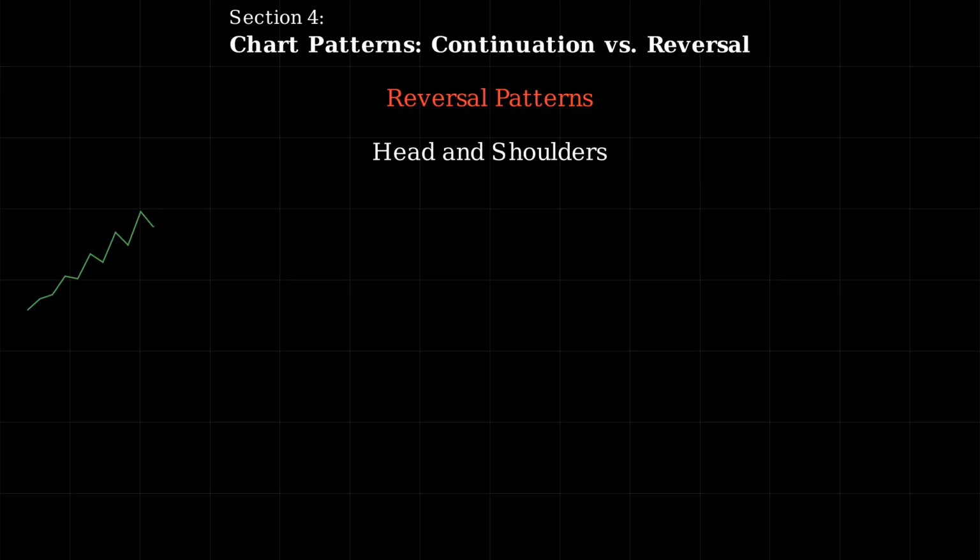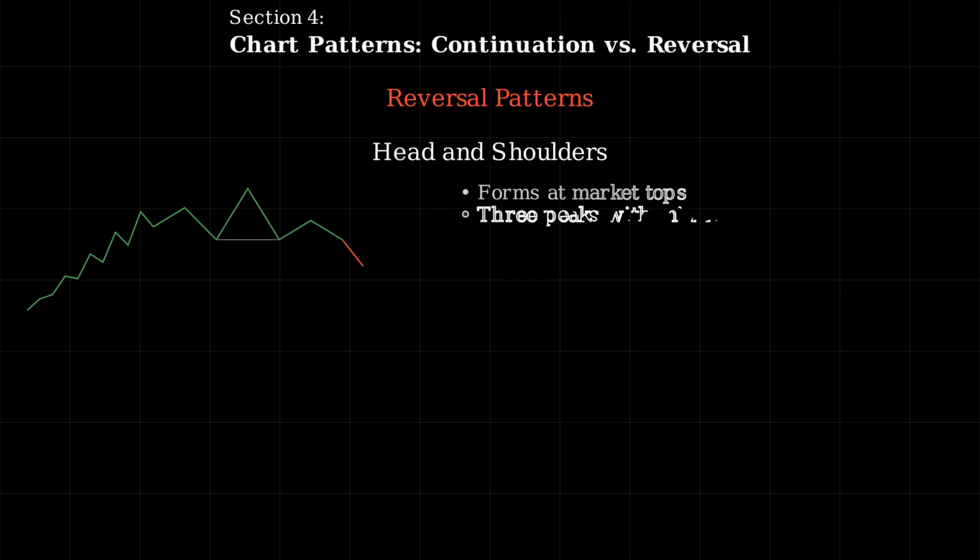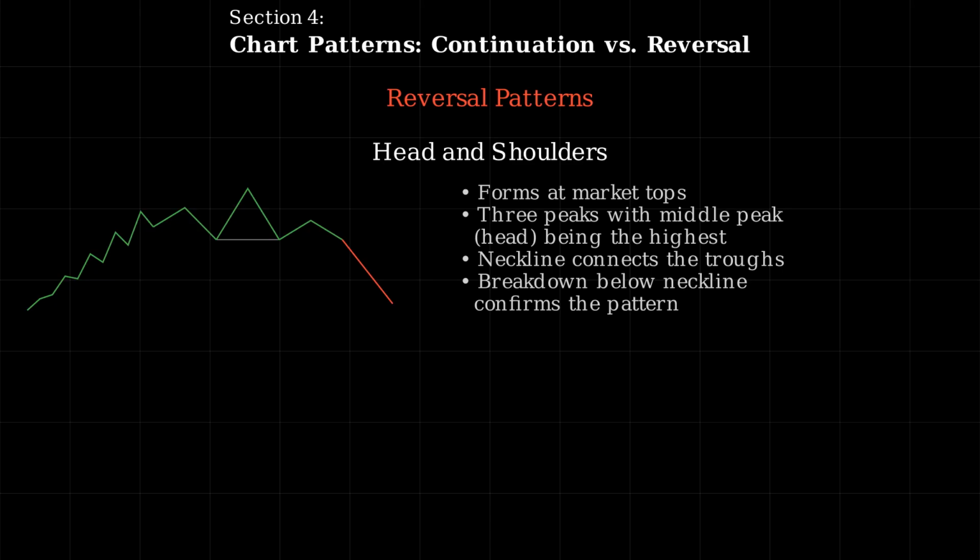Now let's examine reversal patterns, which signal potential trend changes. The head and shoulders pattern is a reliable reversal pattern that forms at market tops. It consists of three peaks, with the middle peak or head being the highest. The pattern is confirmed when price breaks below the neckline, which connects the troughs.